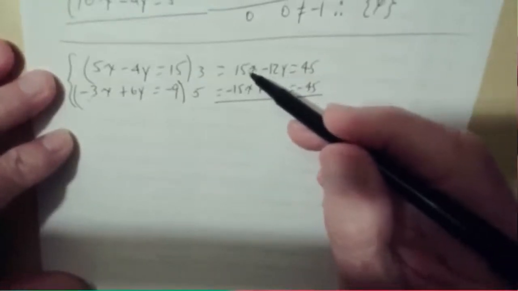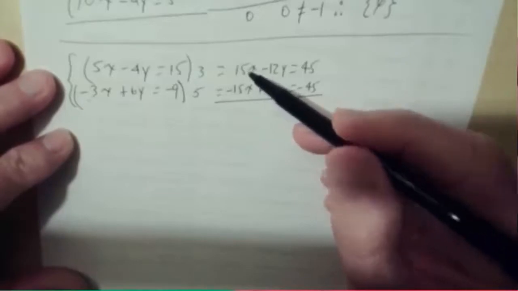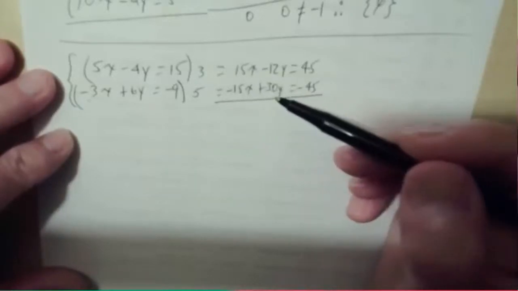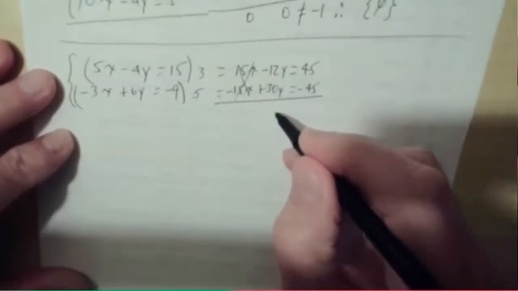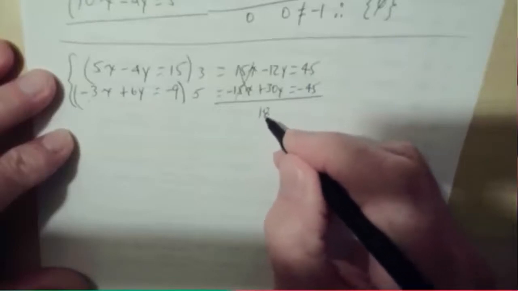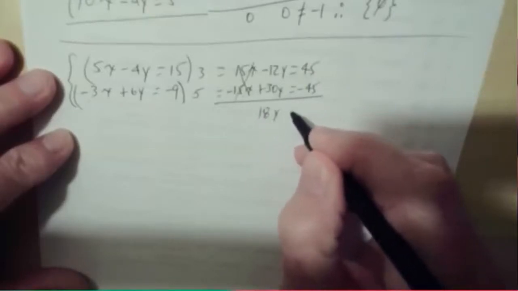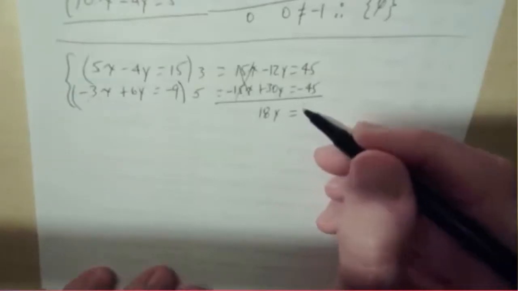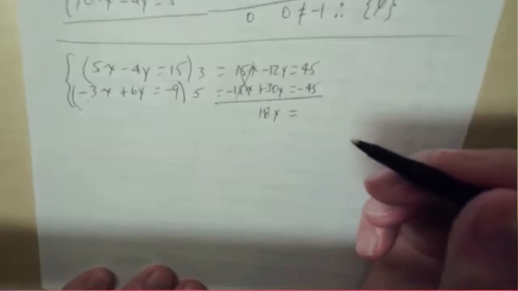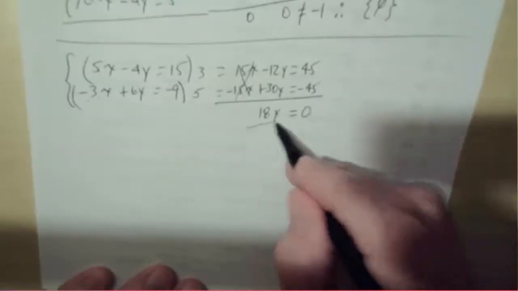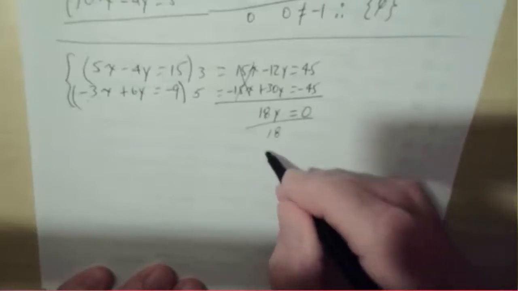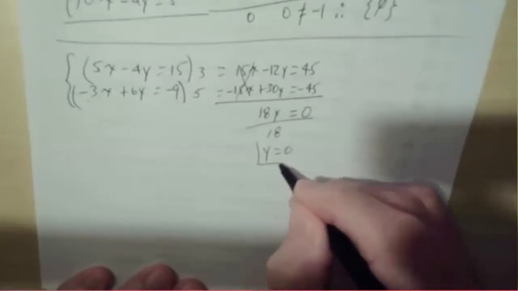And we're going to add these together. Hence the name elimination. 15x minus 15x is 0. It's gone. It's eliminated. 30y minus 12y is, was it 18? 18y equals, 0? I think so. Divide by 18. Y equals 0.